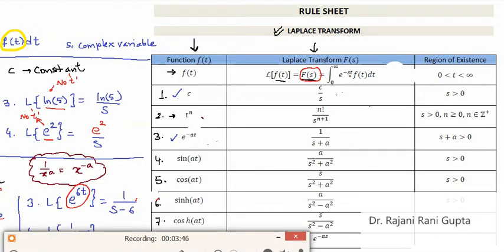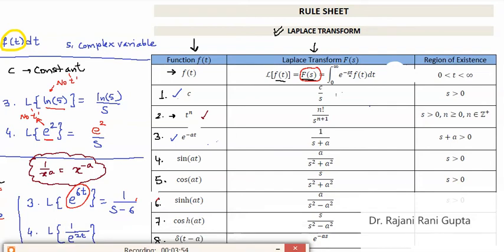So now we saw how to work with t power n. In the same way we can work with other functions, rule number 4, 5, 6, 7 and 8. If it is sine of at, we need to get the value of a and substitute it in these two places. For cos of at, get the value of a and substitute it at only one place. For sine hyperbolic at, get the value of a and substitute it at 2 places.